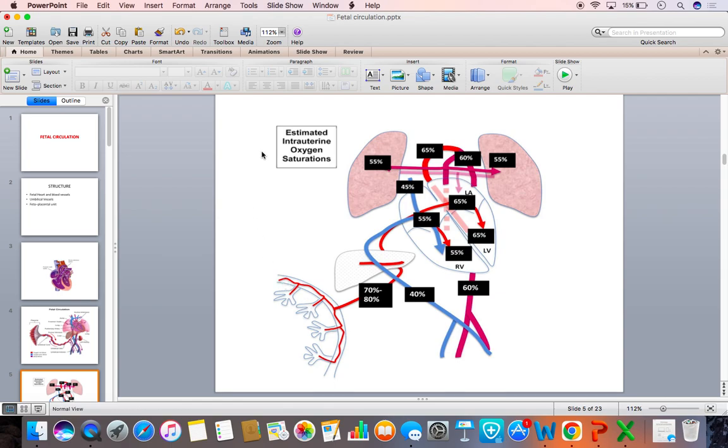This is a brief account about the physiology and the oxygen saturation in different parts of the fetal circulation.